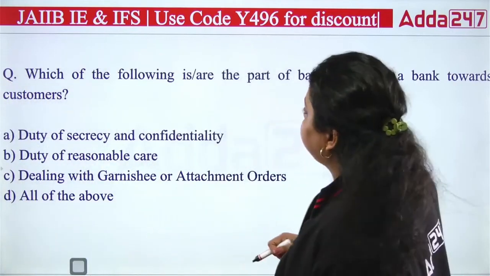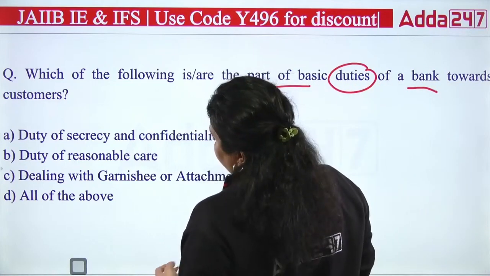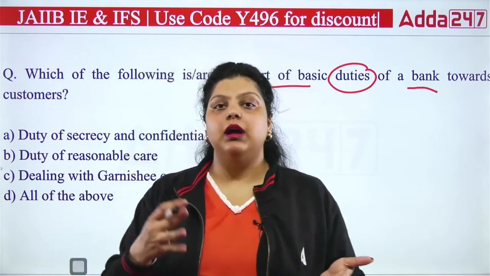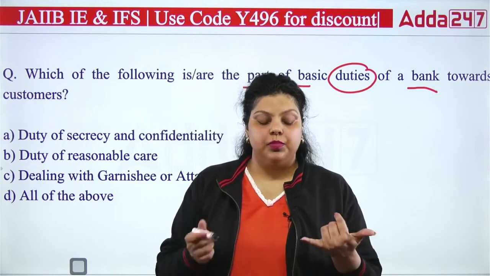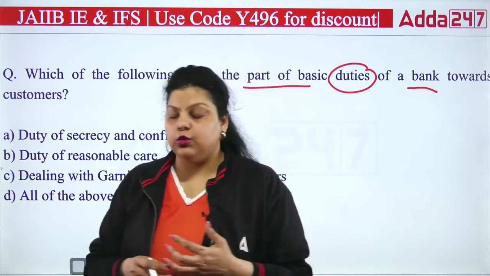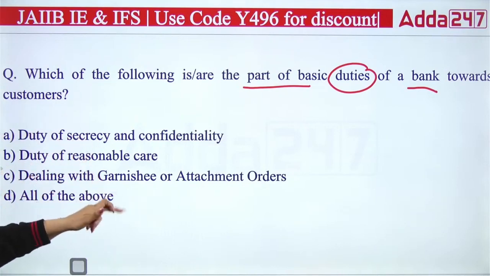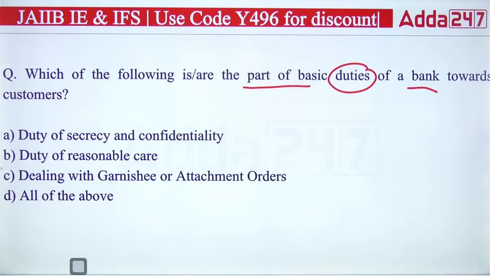Okay, now next. Which of the following are the part of basic duties of a bank towards the customer? So we talk about banker-customer relationship, in which the basic relationship is there as per the services that a bank provides to the customer. Now there are certain banker-customer special relationships in which the bank's rights and duties will be counted. So the question is asking which of the following are part of the basic duties of a bank towards a customer? Duty of secrecy and confidentiality, duty of reasonable care, dealing with garnishee or attachment order, or all of the above. Which of the following is the correct duty of a bank? A, B, C or D?